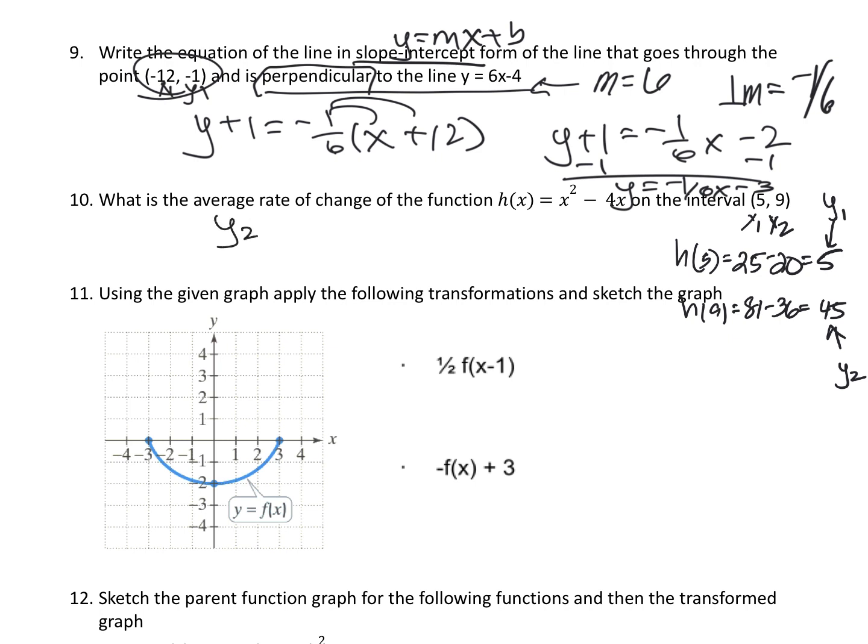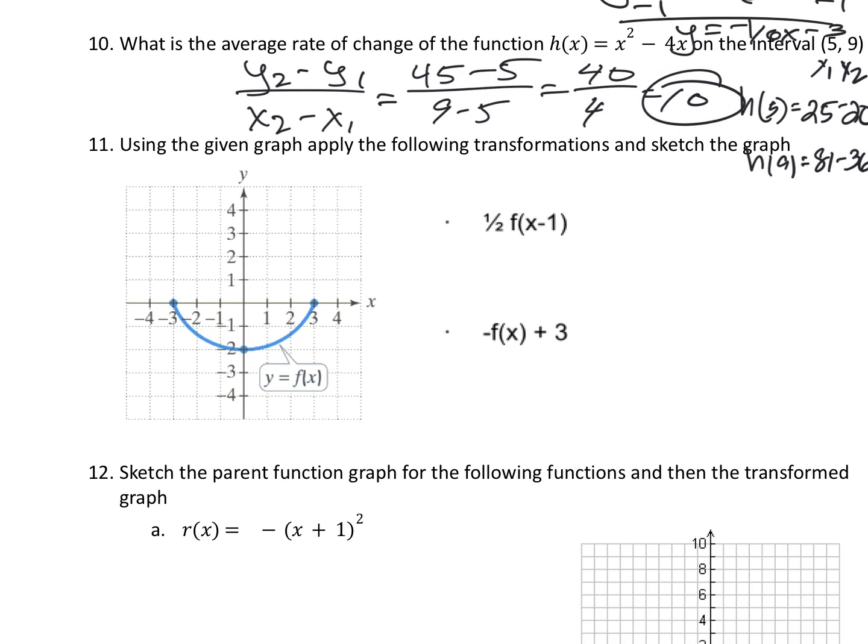So to find the average rate of change now, you would just use the slope formula. I did give you another formula, which was f of x2 minus f of x1 over x2 minus x1. I basically found f of x2 and f of x1 first, but you could use that formula directly. It's the same concept. So the average rate of change is 40 over 4, which would be 10.